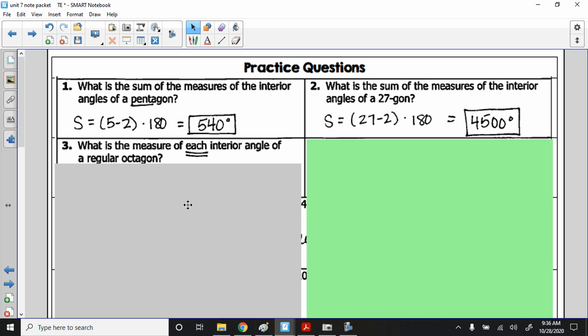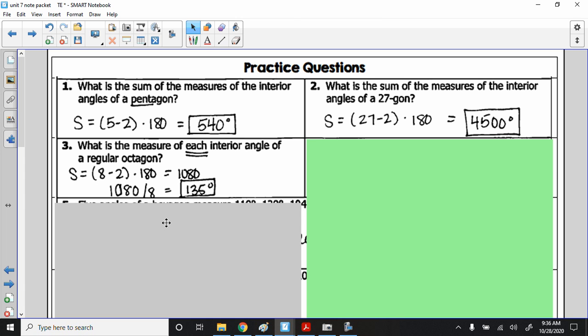All right, number three, what's the measure of each interior angle of a regular octagon? Important word: each. That's when you take your sum, n minus 2 times 180, and you divide it by the number of sides. So here's my n minus 2 times 180, which equals 1080, and I divided it by 8 right here to get 135. All these are from the first page of the notes.